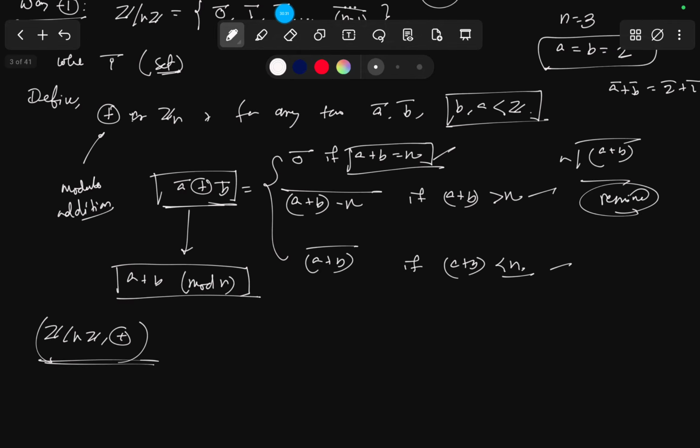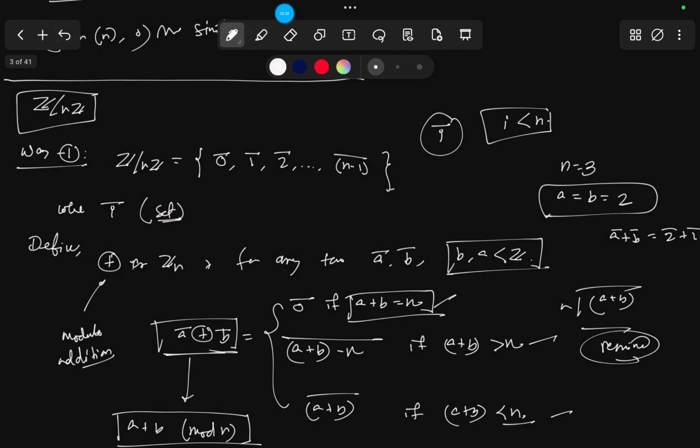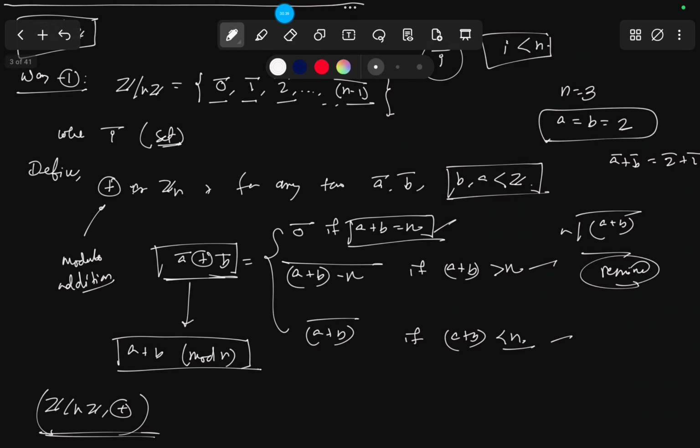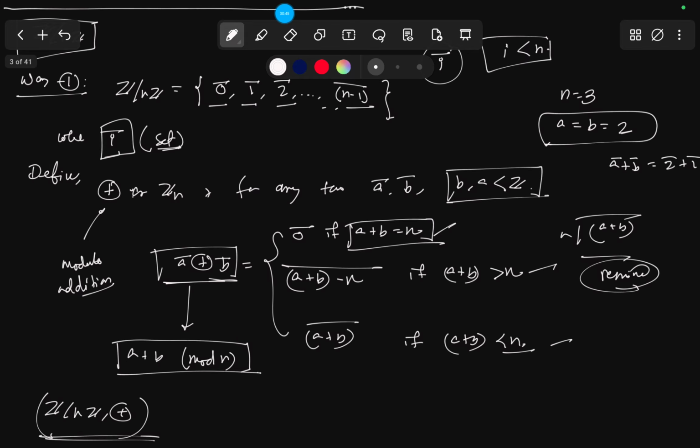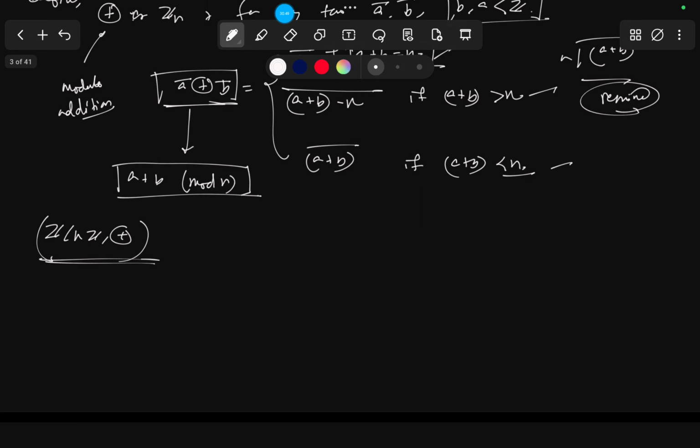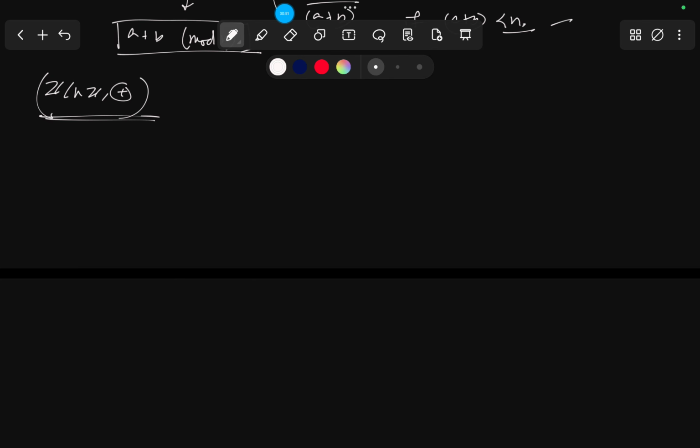Now the question may appear: what is 0 bar, what is 1 bar, what is 2 bar, and so on, what is 1 minus 1 bar. I have said that the bars are basically sets. Now what is a more precise explanation of what these sets look like? For that purpose we should take the second way, that is way 2. So let us consider the set of integers Z, right?